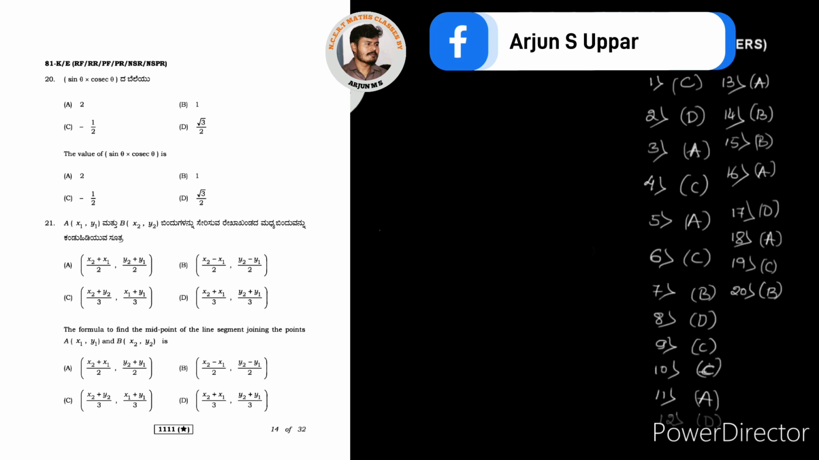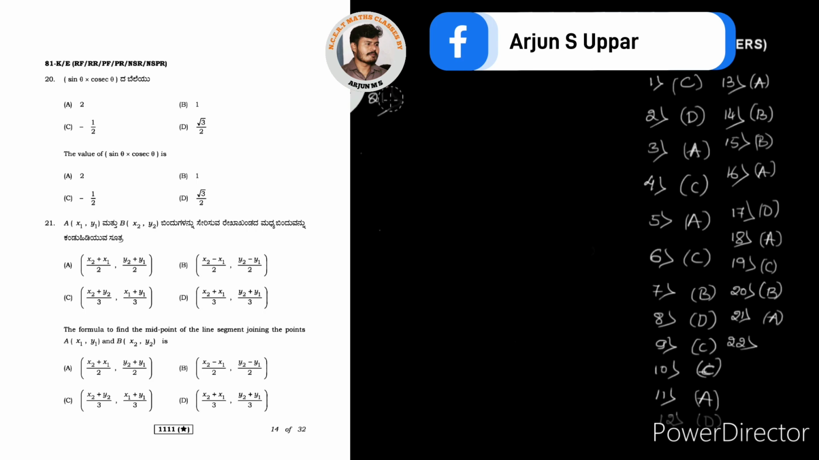So now take down the 21st question. That is also a very easy question. The formula to find the midpoint of the line segment joining the points A (x1, y1) and B (x2, y2) is... So this is regarding the midpoint formula. Option A is correct: (x2 plus x1) divided by 2 comma (y2 plus y1) divided by 2 is the right answer. So here option A is correct for the 21st question.